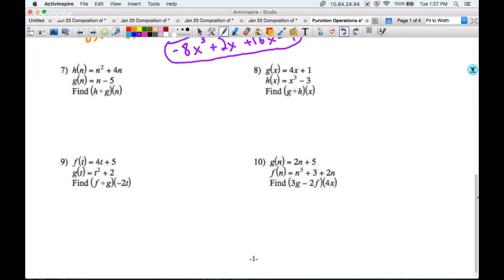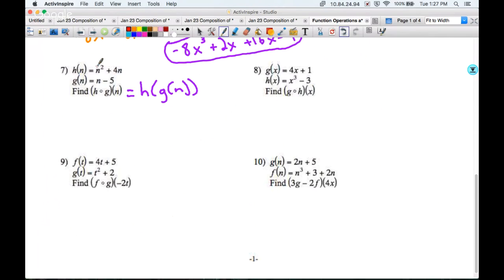So now we get into our compositions of functions. In 7, we've got h of g of n. This means, if I could write this down a different way, h composed of g of n, or h parentheses, g parentheses n. These are all equivalent. What this means is that I want to evaluate h, this function, at the value of g of n.